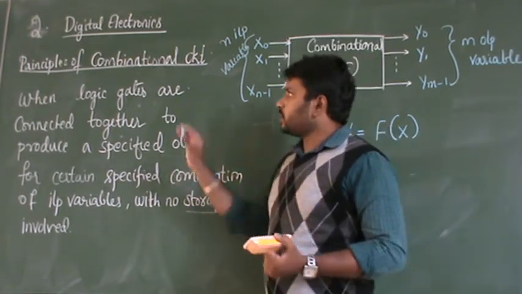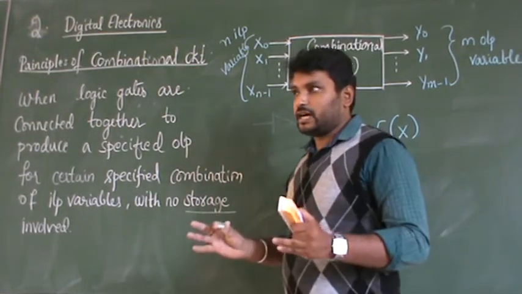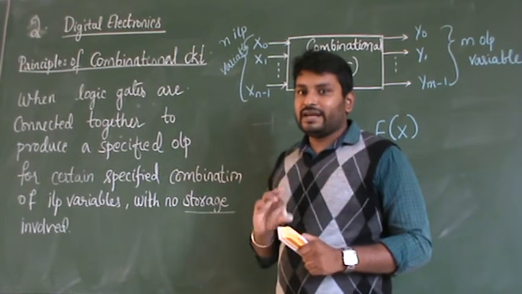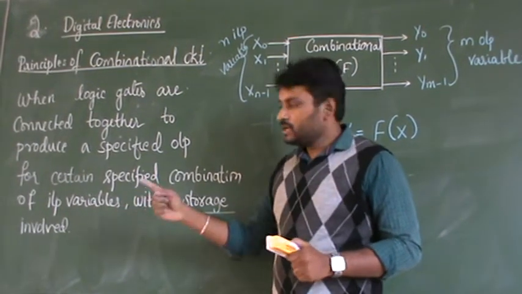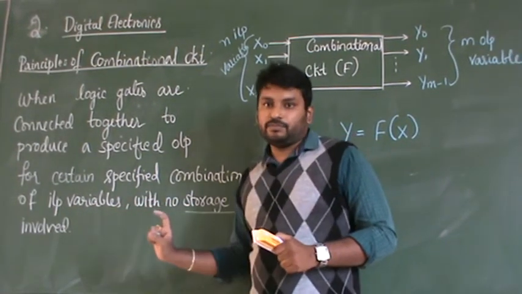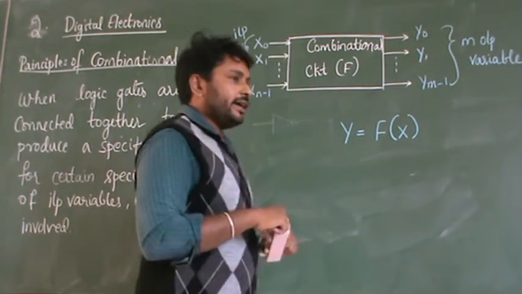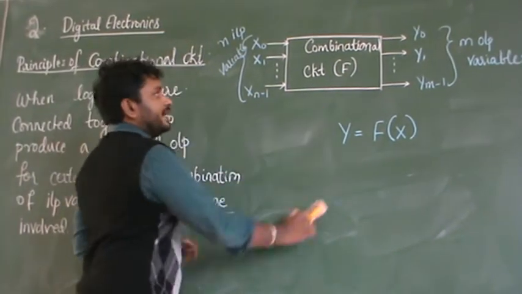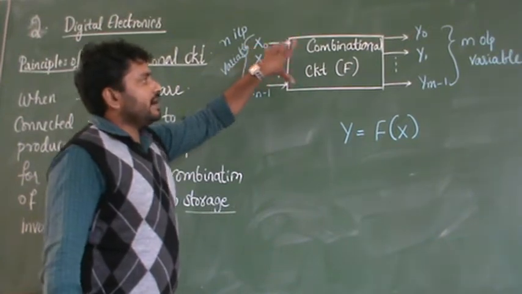Okay. So right now, what is a combinational circuit? It is a collection of logic gates which are interconnected in order to get a specified output when a specified combination of input variables is provided to it, with no storage involved. Okay, this is the definition of a combinational circuit. And the block diagram or the functional diagram of a combinational circuit will look like this. There are inputs and there are outputs.